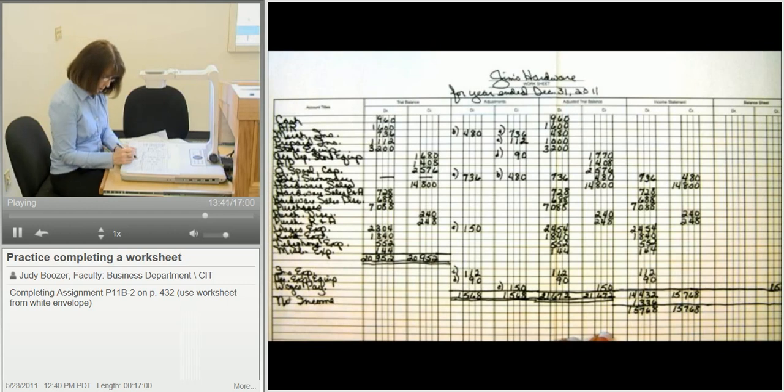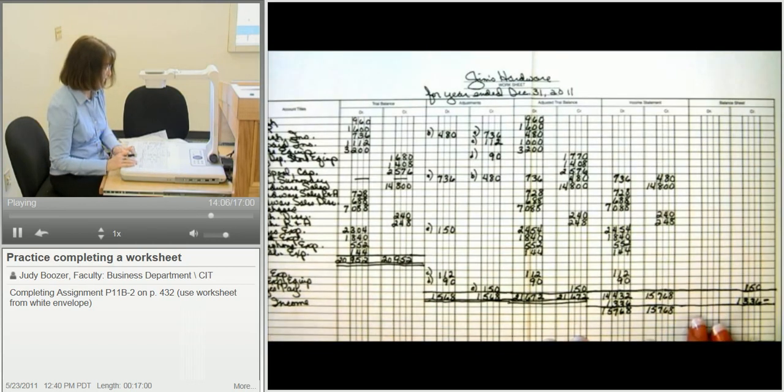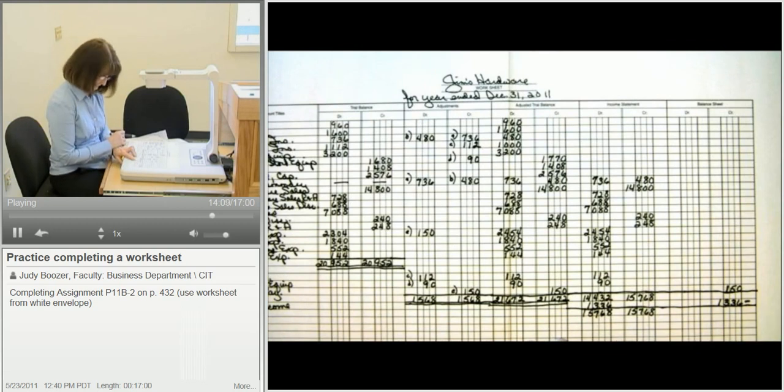And what else are we going to do with this $1,336 net income? We're going to extend it all the way over to the balance sheet in the credit column, making sure our debits equal our credits over here. So extend that $1,336 to the credit column. And now we're going to extend all those permanent accounts up here over to the balance sheet.